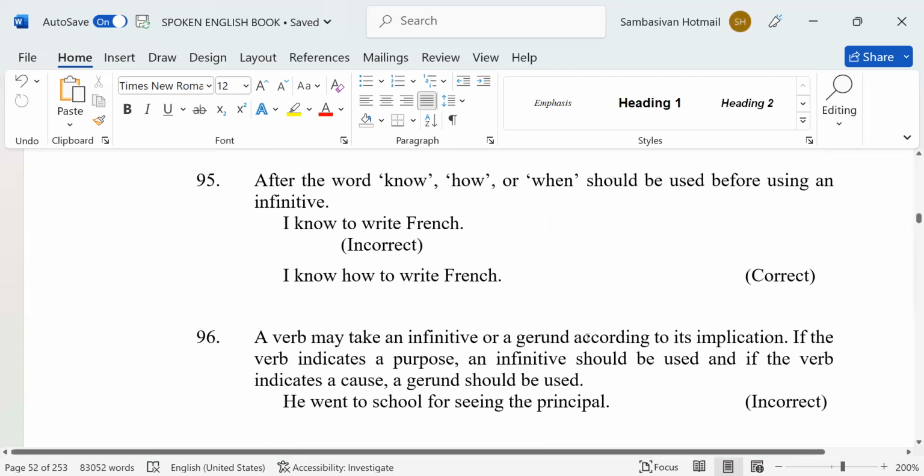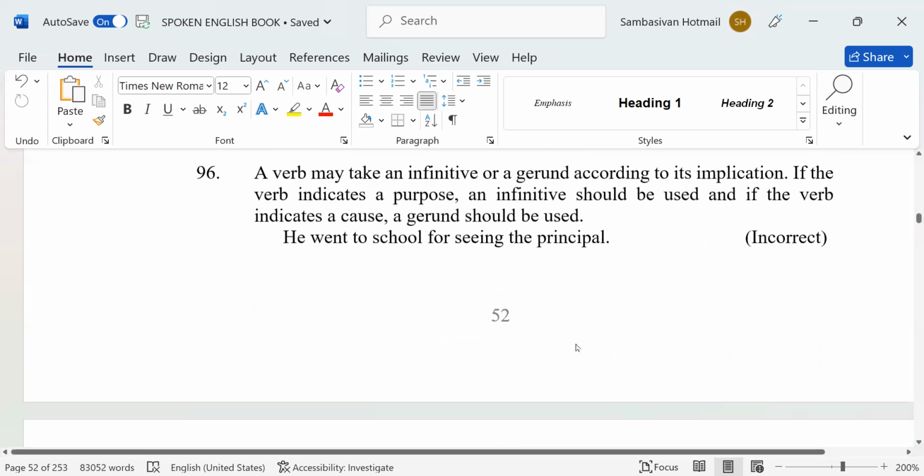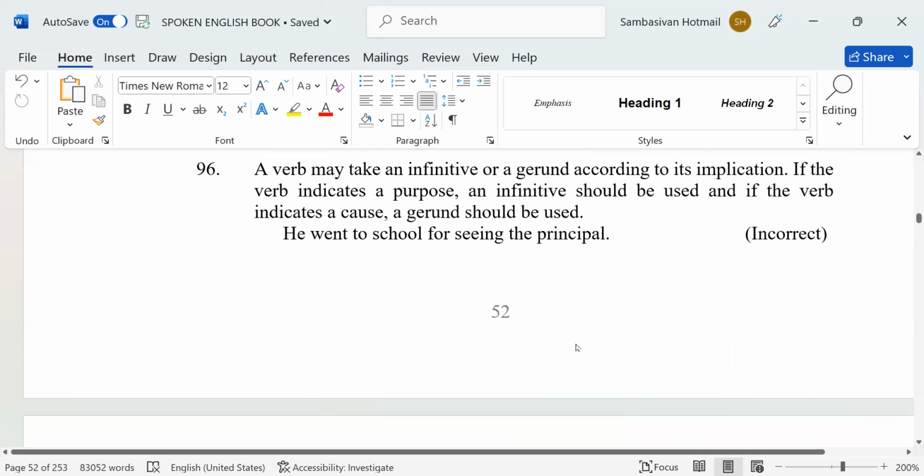After the word know, how or when should be used before using an infinitive. I know to write French. Incorrect. I know how to write French. Correct.